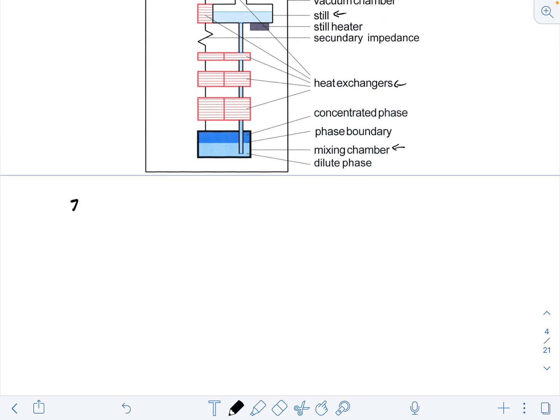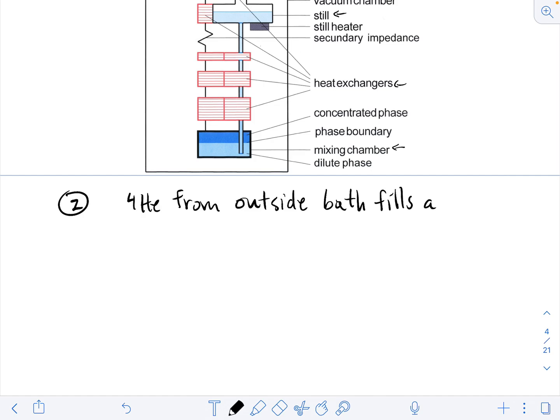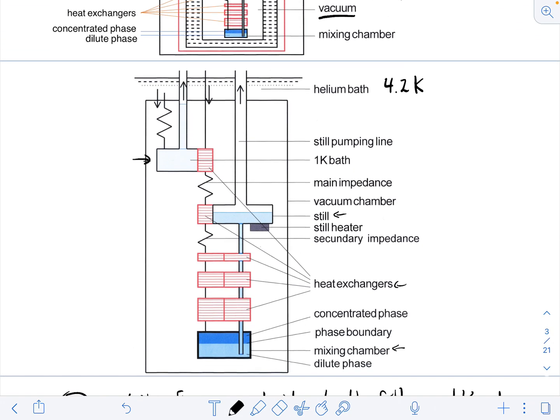Okay, so step 2 is the helium-4 from the outside bath fills a 1K pot via a fill line. Okay, and so here is our fill line. It's just a narrow capillary, and this is our 1K pot or our 1K bath.